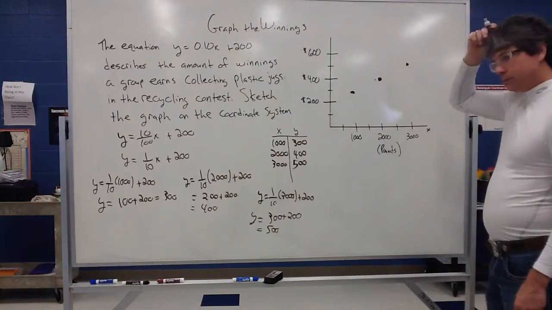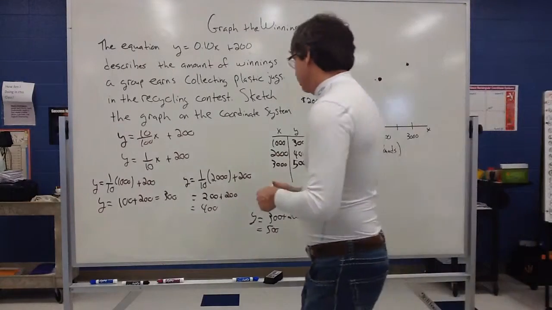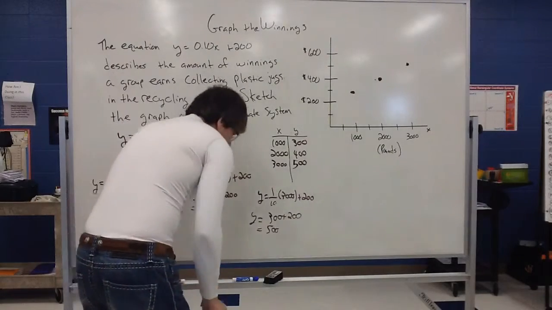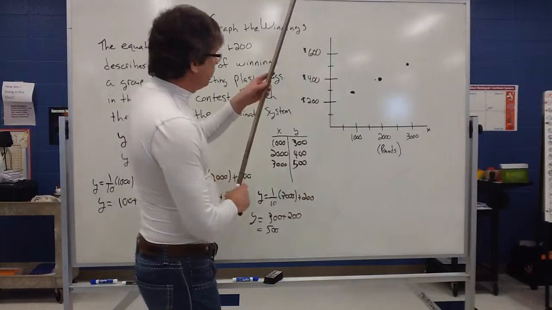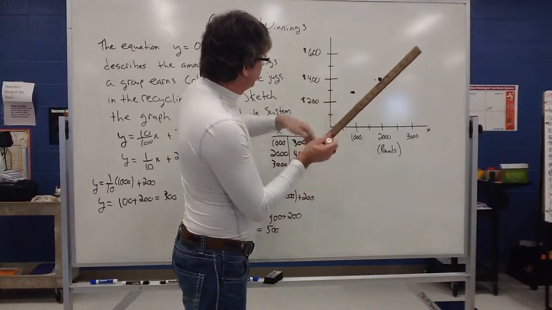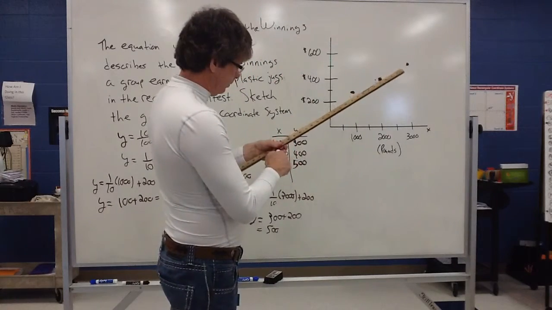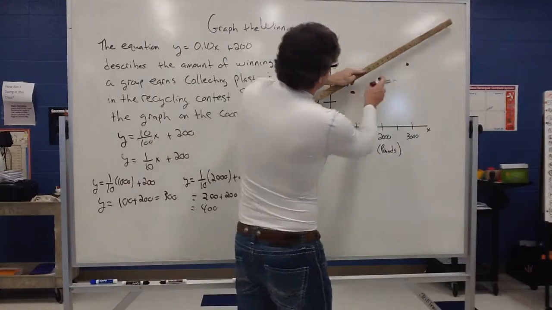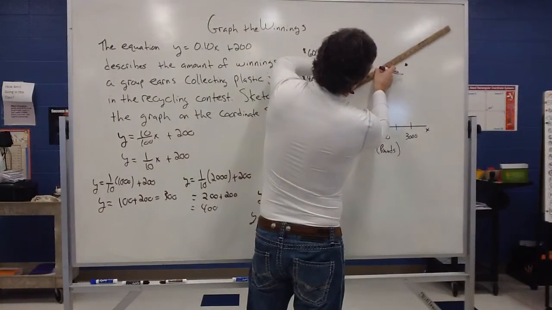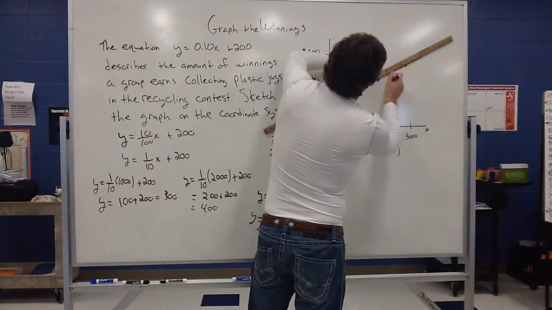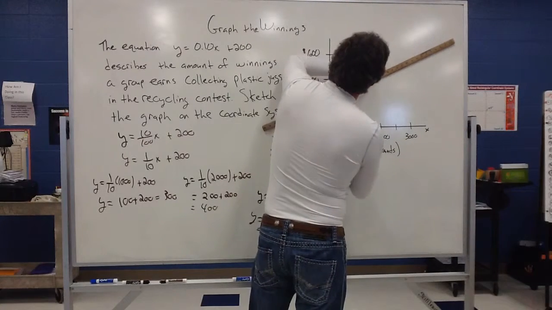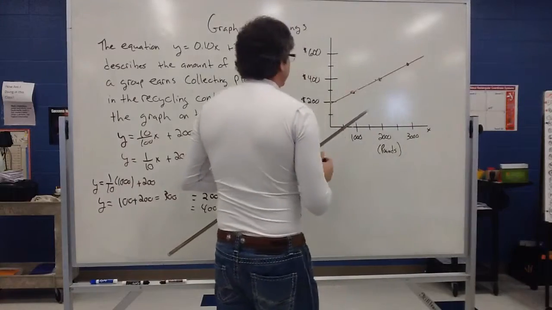Okay. So now I'm ready to sketch my graph. We really don't have to go through this axis. We can kind of start at it. So I can get this all to line up for me. The graph looks something like that.